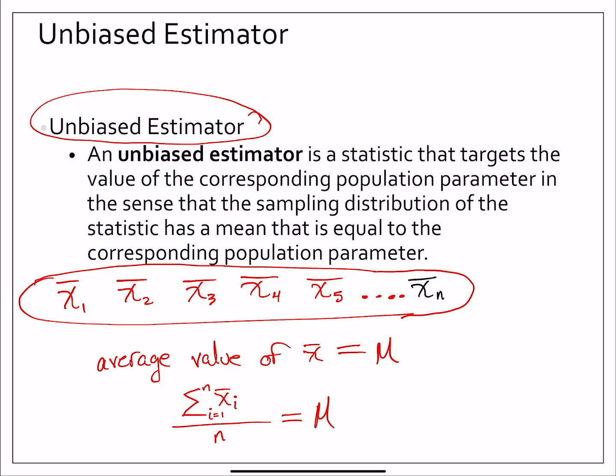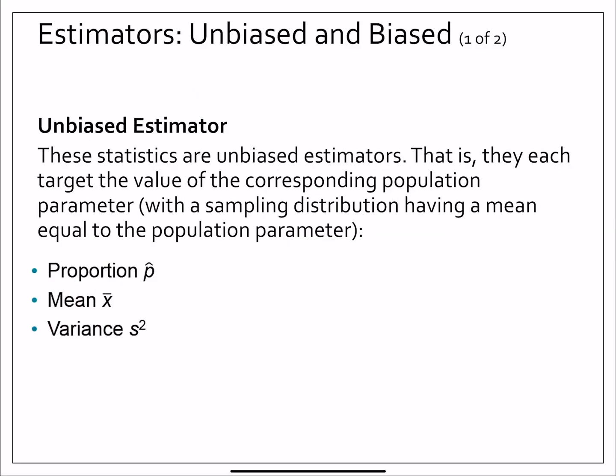Now, unbiased estimators are really easy to work with because they give us almost the easiest way to estimate a population parameter. Because again, what is the goal of statistics? The goal of statistics is to discover parameters, right? That's what we want to do. We want to find out information about populations. Now, we have a couple of things that are unbiased estimators, right? The proportion is an unbiased estimator. The mean is an unbiased estimator.